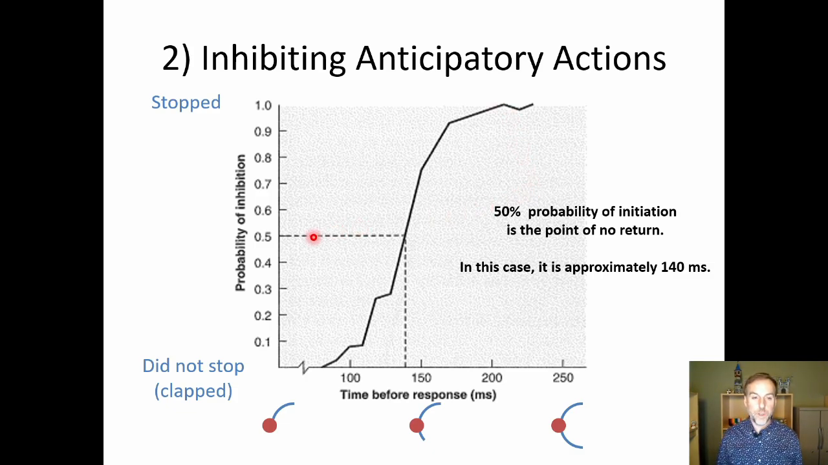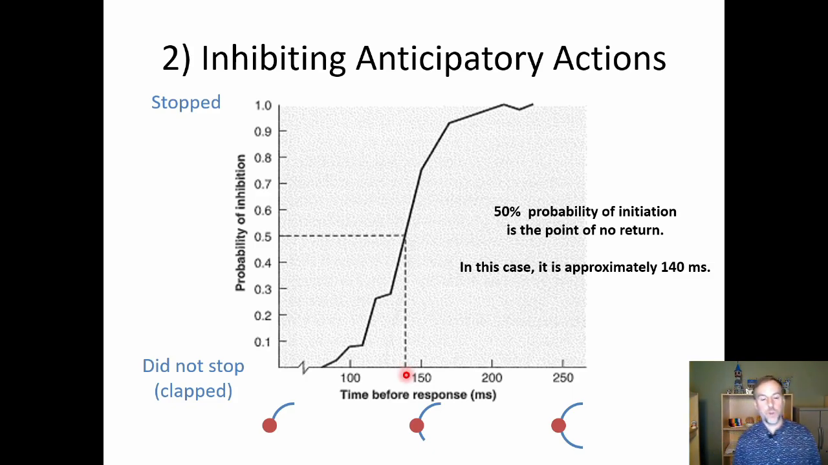And to find this, what you do is you look at 50% probability, and that means on this given trial, 50% of the participants clapped and 50% did not clap. Or even, on 50% of the trials across all participants, they clapped or did not clap. So we look for 50%, which is 0.5 here. We go over to where it intersects our data, and then we go down to the x-axis. So the point of no return in this experiment is 140 milliseconds.